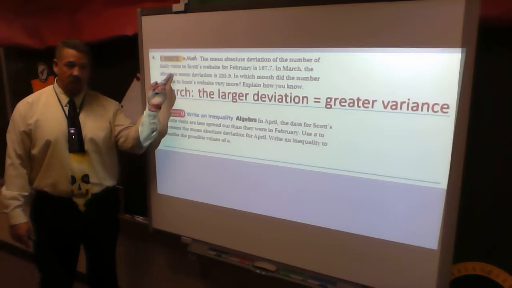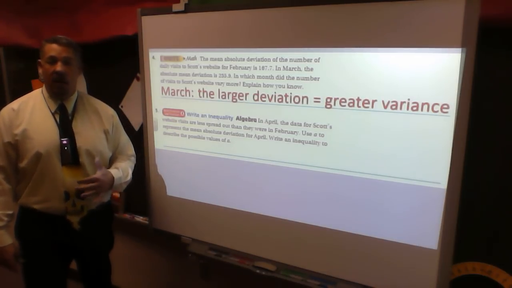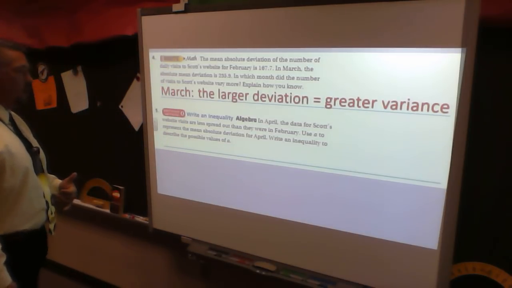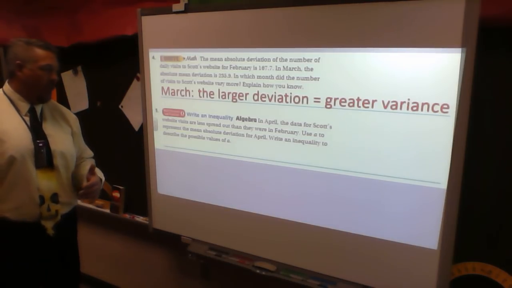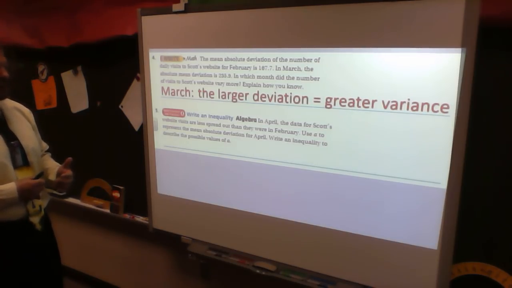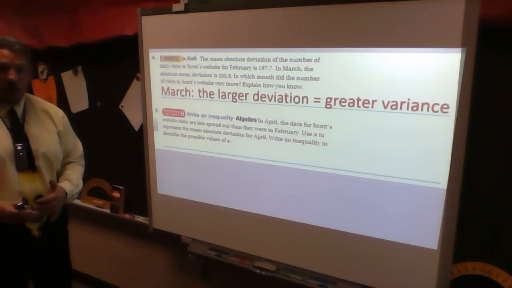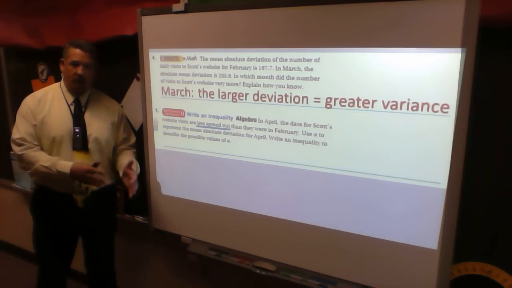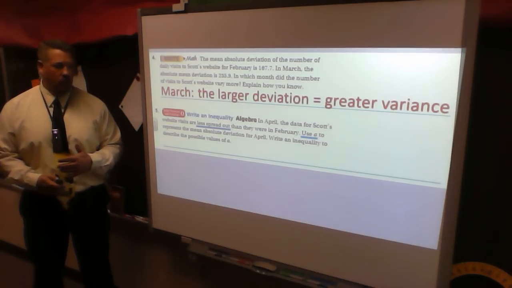I'm going to apply this information down here with the second one. This one says I'm going to write an inequality. So now we've got to reverse our brains and remember what inequalities are. Well, it says in April, the data for Scott's website visits are less spread out than they were in February. Use A to represent the mean absolute deviation for April. Write an inequality to describe the possible values of A. So let's look at everything it's saying. It's saying that we're talking about it being less spread out. It's talking about using A in place of April.